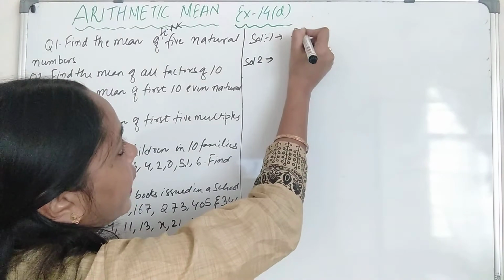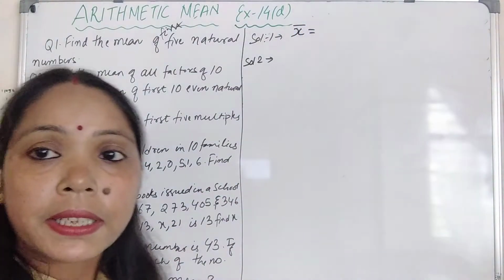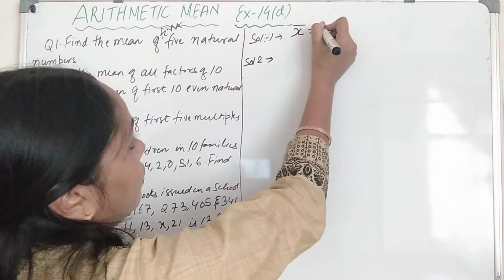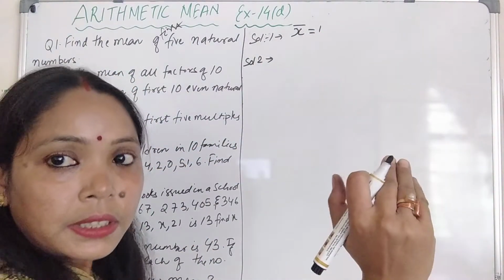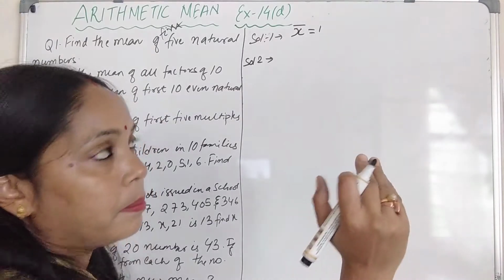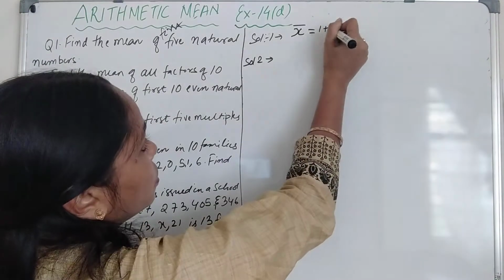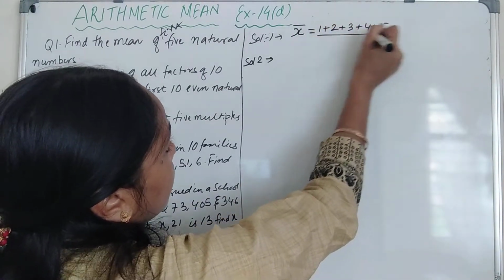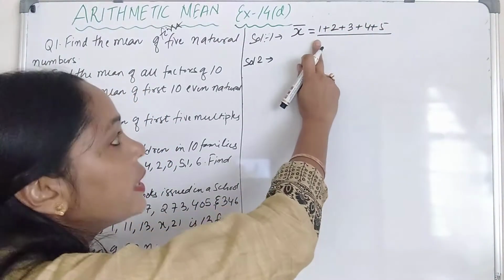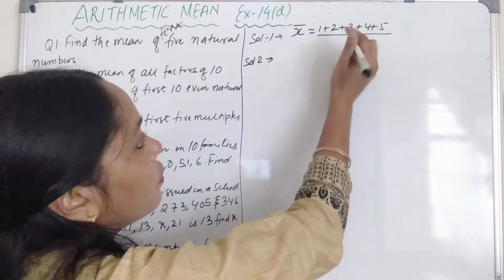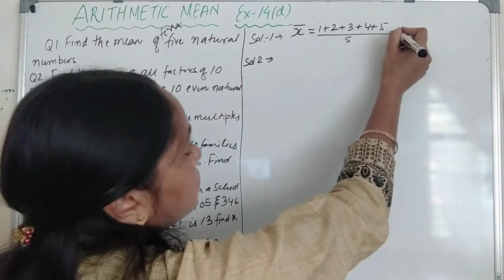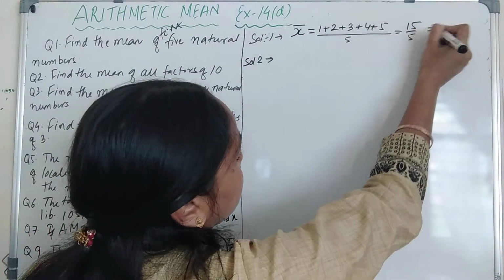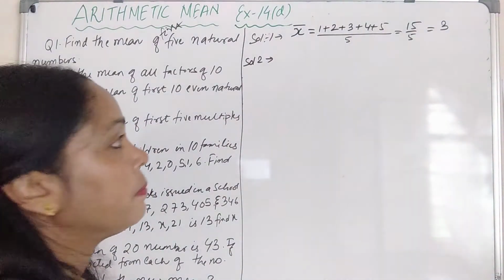So you have to write x bar. X bar represents the symbol of mean. So for the first 5 natural numbers, you have to add all the 5 natural numbers: 1 plus 2 plus 3 plus 4 plus 5. Now how many observations are you considering here? 1, 2, 3, 4 and 5. So this is 5. Add it. If you add, you will get 15. This is 5. So the answer will be 3.